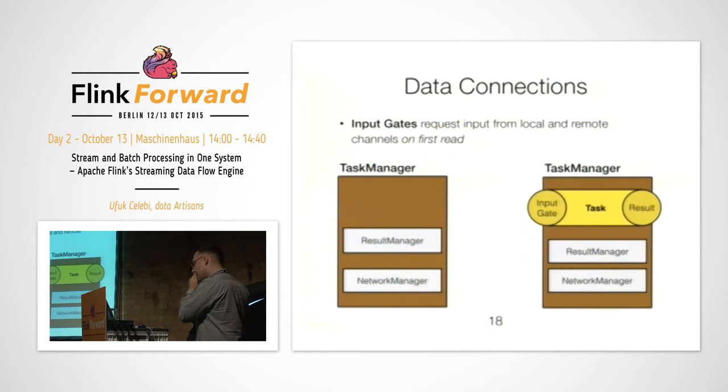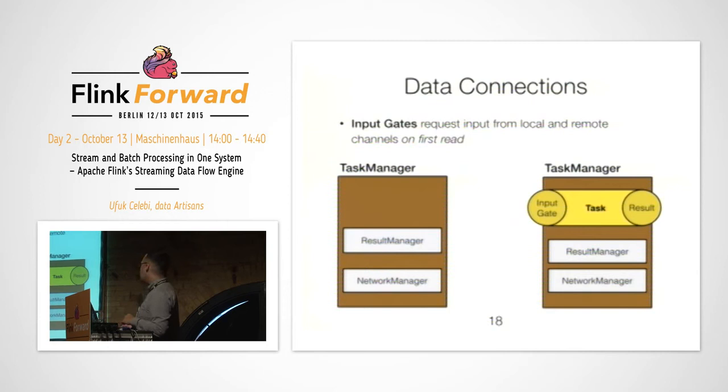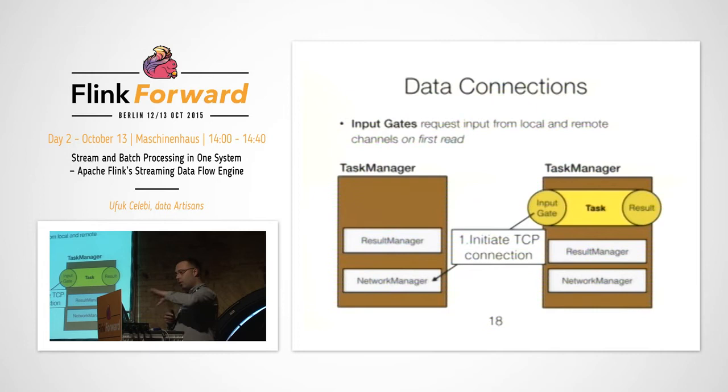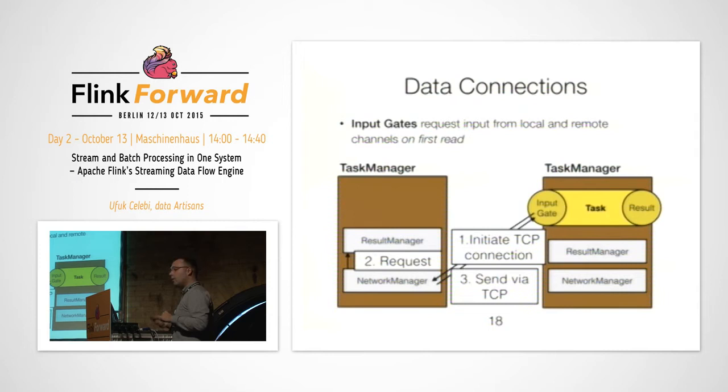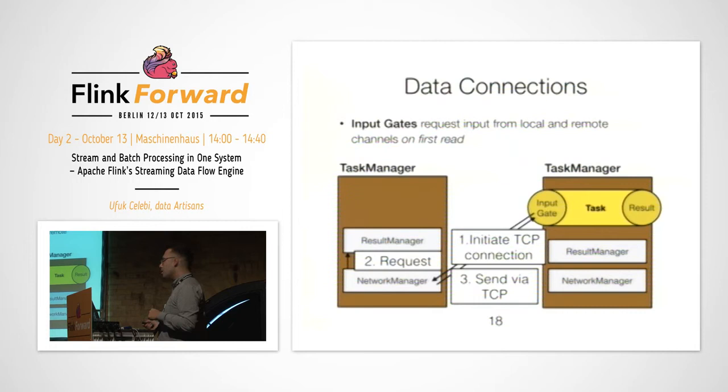So the question now is how do the operators or the user code get the results. So what happens is that if this is your task, you have structures called input gates, which you also don't see, but the operators see this. And on the first read, you request a result. So for example, you request a result with ID X, and you know where to find this result. If it's a remote task manager, you initiate a TCP connection to the remote task manager. So this is a new connection between these two task managers. The task manager has a so-called network manager, which takes care to initiate this protocol, requests the partition, and now you have a new connection between these two task managers where the data is read. The local part is actually easier. If it's a local result you are interested in, you just ask your own result manager.